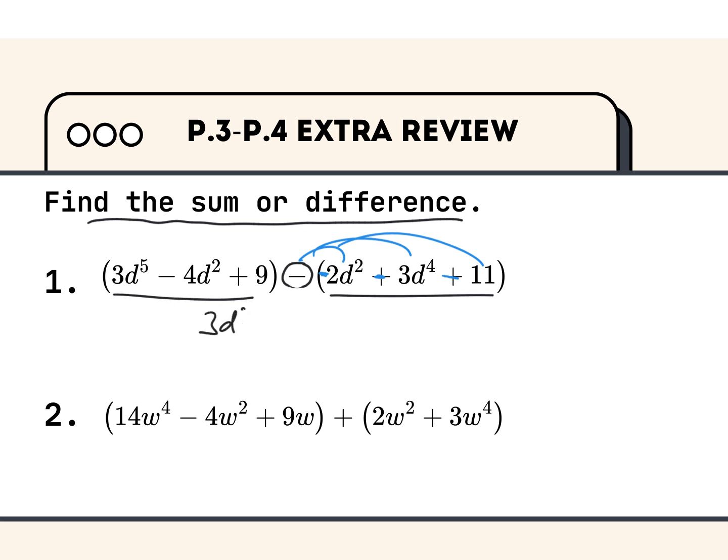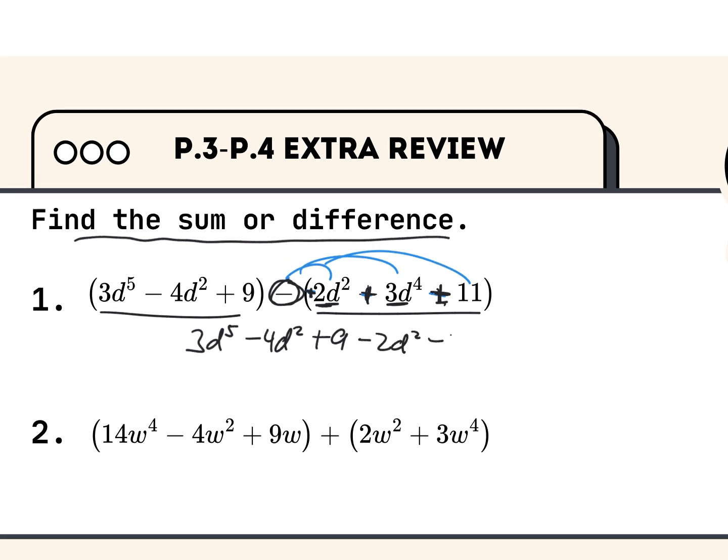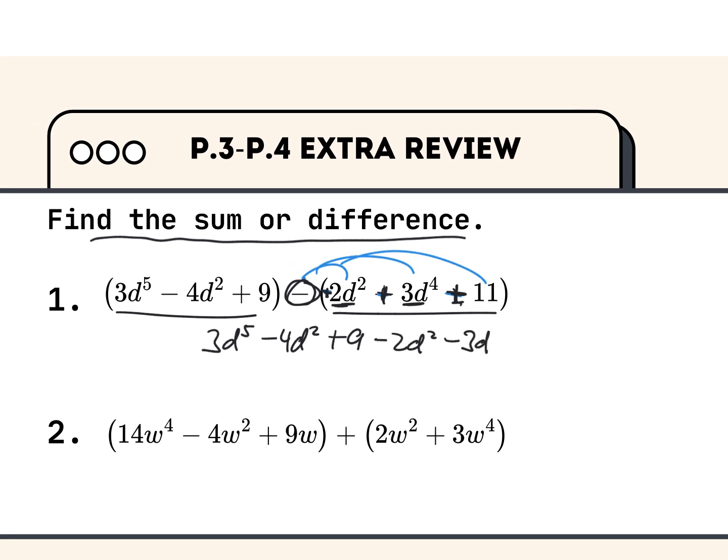So I get 3d to the fifth minus 4d squared plus 9. And then this minus is going to change all of these signs, right? So originally it was a plus, and another positive, right? But distributing this is going to give us a negative 2d squared minus 3d to the fourth, and then minus 11, right?